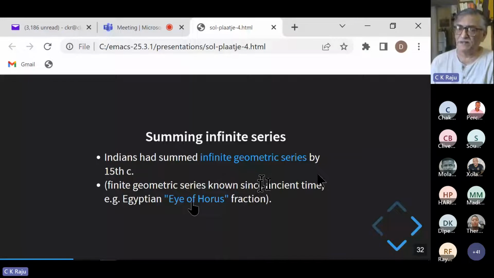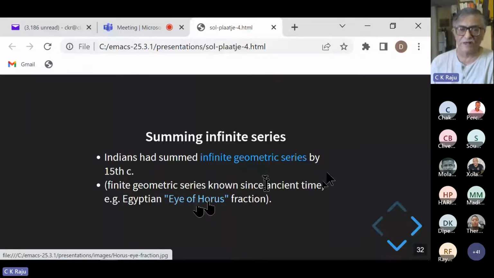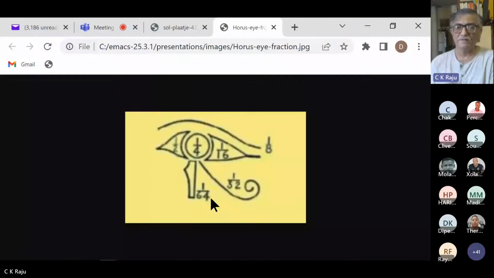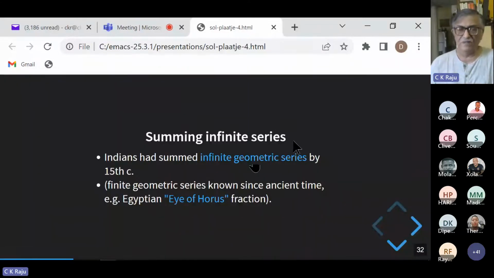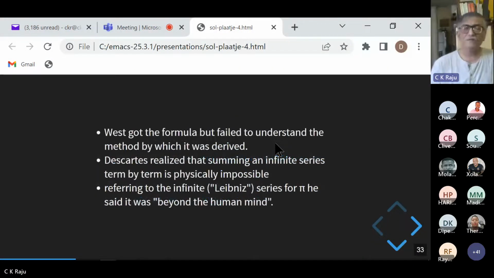So Egyptians knew finite geometric series for a long time. If you see the Eye of Horus fraction, all right, beautiful fraction, you find this in Luxor and so on. So this is a geometric series, a finite geometric series. But I'm talking about infinite geometric series now. Finite geometric series were known for a very long time. You find it also in the Vedas and so on. So the West got the formula for the infinite geometric series, but failed to understand it.